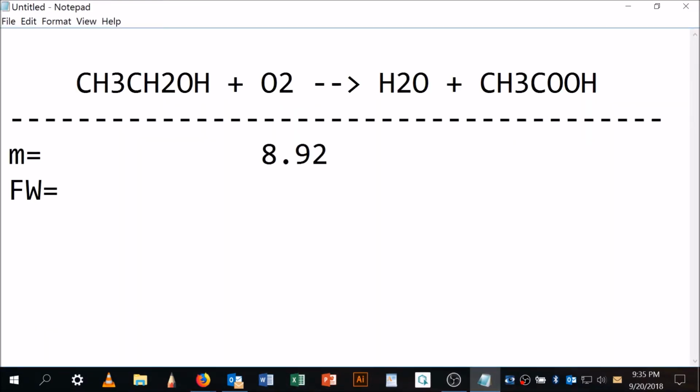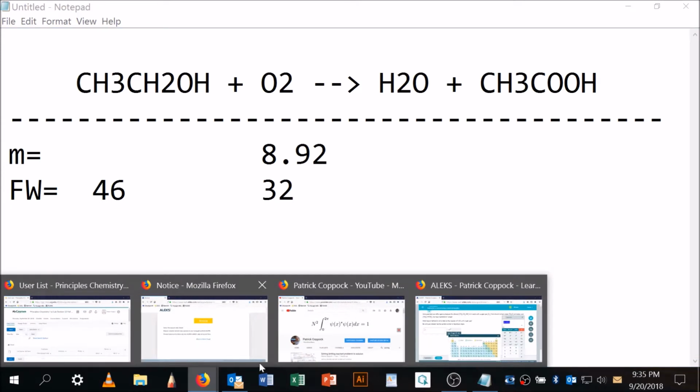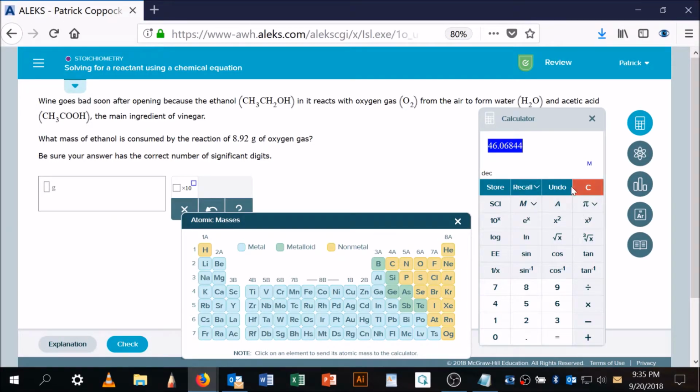I'm pretending like I'm doing this on my paper. This is 46. Of course we want more sig figs than that, but I'll keep the full number of sig figs in my calculator. This is going to be 32. Let's go back over here. Clear. And let's do oxygen now. 2 times oxygen is the formula weight of my oxygen gas, and it was 8.92 grams of that. So now I've got to go to how many moles I've got.